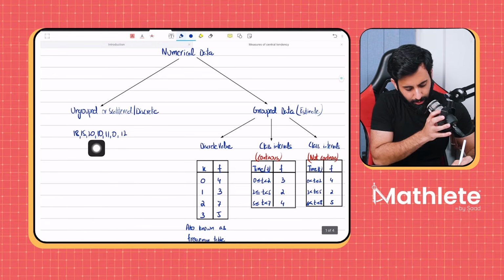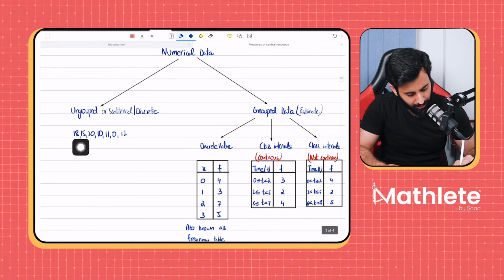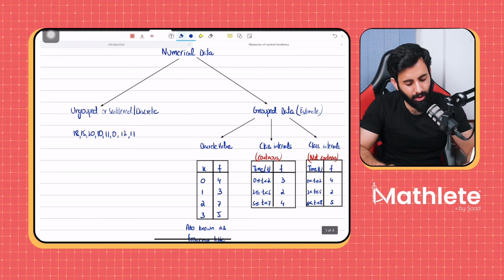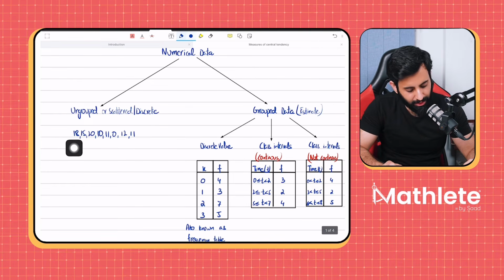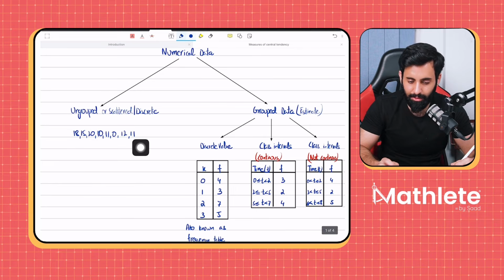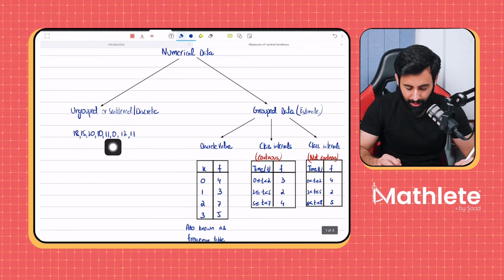In this case, what's going to be our mode? What's the one value that occurs the most? Let me add a value to it. Let's say I add 11. So this is ungrouped or scattered data. To find the mode, I will see the most frequently occurring value, which is 11. So 11 is our mode right here.